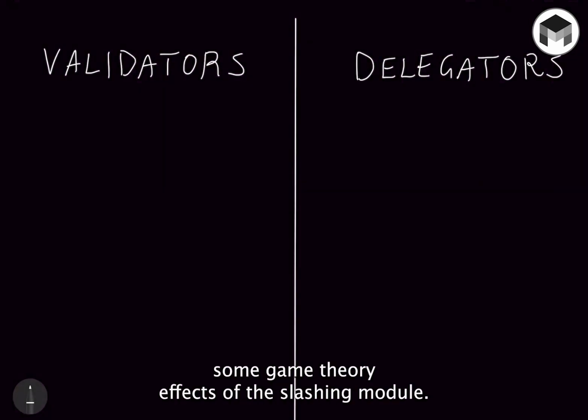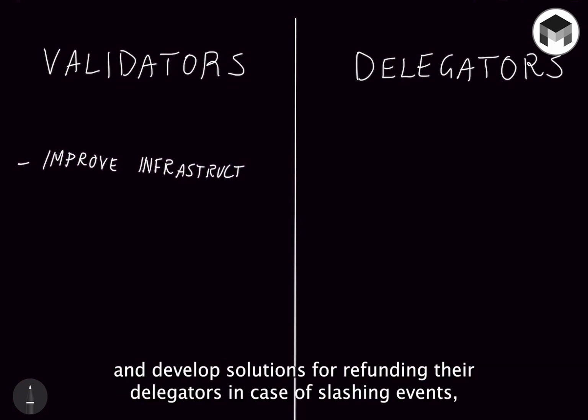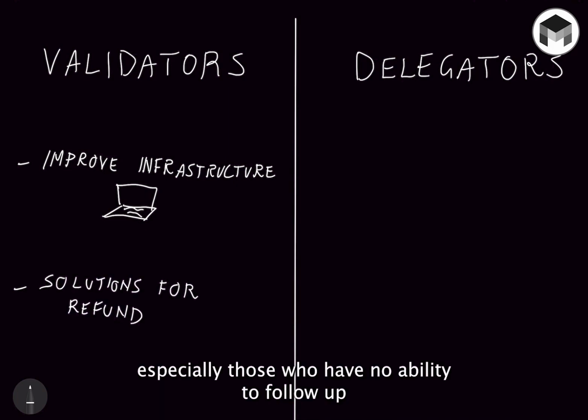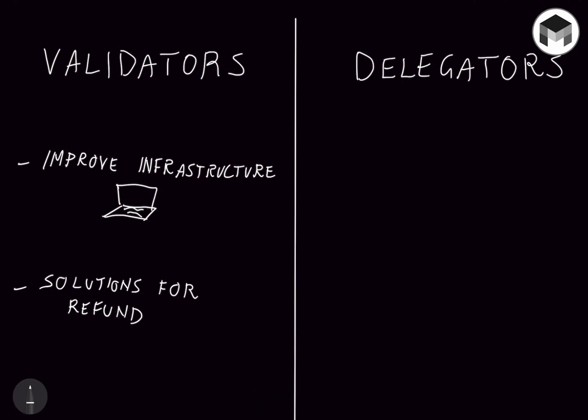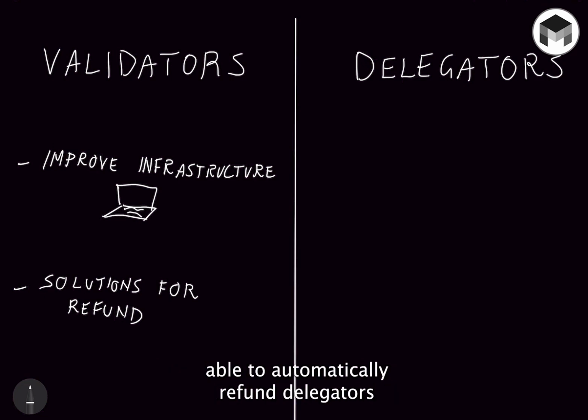Let's finally see some game theory effects of the slashing module. The penalty disincentive motivates validators to improve their infrastructure and develop solutions for refunding their delegators in case of slashing events, especially those who have no ability to follow up with the state of their add-on performance. Mailing block developers, for example, structured a slash refund module for Cosmos SDK, able to automatically refund delegators in case of slashing.